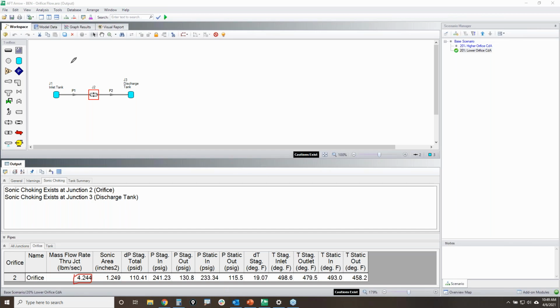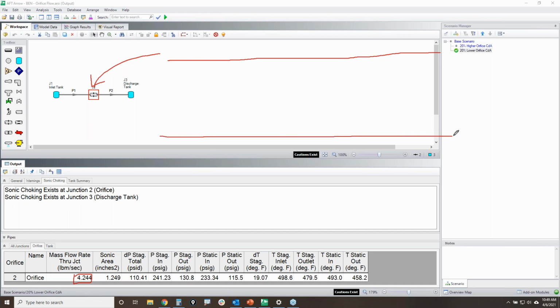And so if you are sonically choked across a restriction like that and you want more flow through your system, try and see if you can increase that CDA value or the flow area to where it's a little bit larger, and maybe that might be able to give you more flow. Now, I don't know how exactly you would do that. It depends on things that you're able to change.